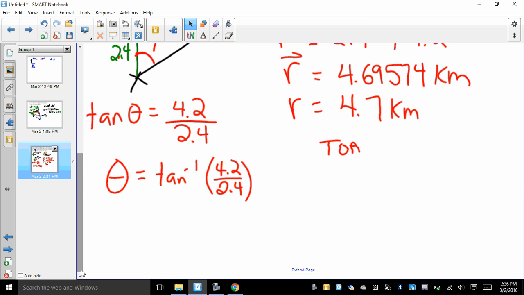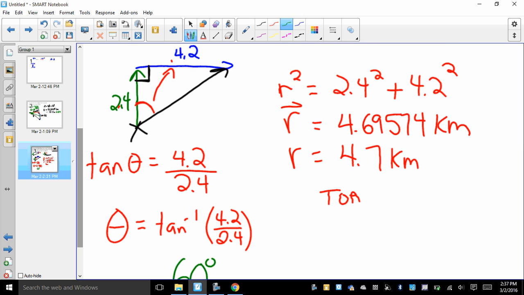Okay, I'm going to grab my calculator. And I put this in my calculator, 4.2 divided by 2.4, inverse tan. I get 60 degrees. Okay, so I have 60 degrees. Now we have to be very careful. It looks like we started from the north and we moved 60 degrees towards the east. So it's 4.7 kilometers north, 60 degrees east.